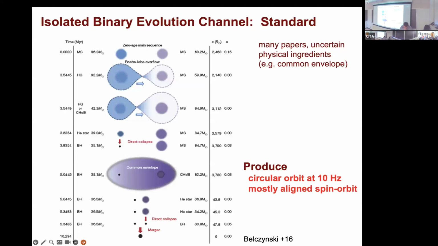And regardless of this uncertainty, we are reasonably confident that you produce more or less circular orbit simply because everything is inside the common envelope, right? Everything circular, and you most likely produce an aligned spin orbit, right? In this kind of scenario, right?